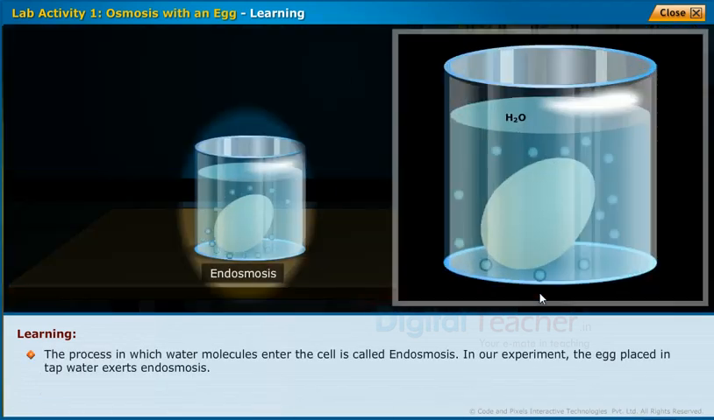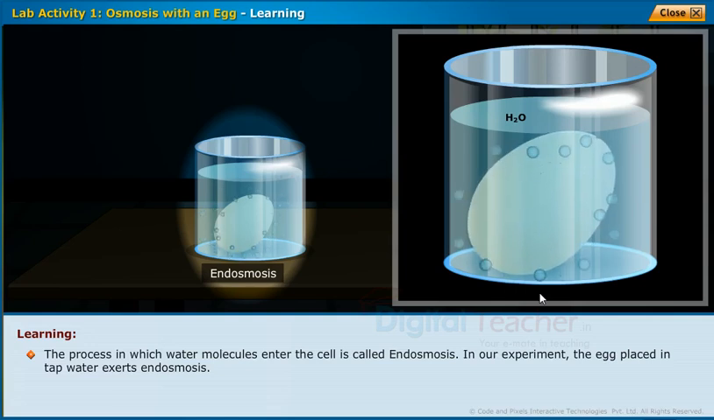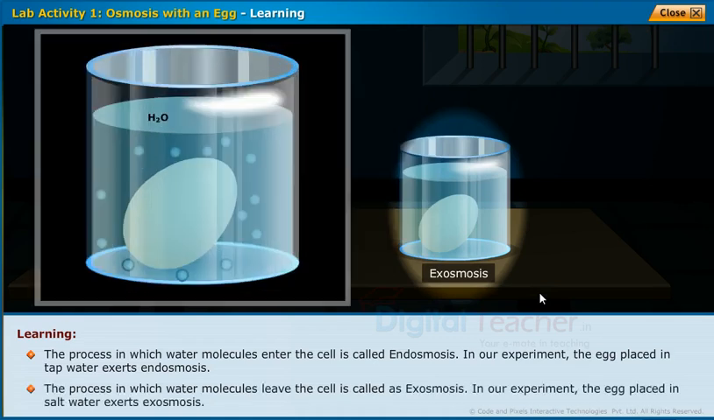The process in which water molecules enter the cell is called endosmosis. In our experiment, the egg placed in tap water exhibits endosmosis. The process in which water molecules leave the cell is called exosmosis. In our experiment, the egg placed in salt water exhibits exosmosis.